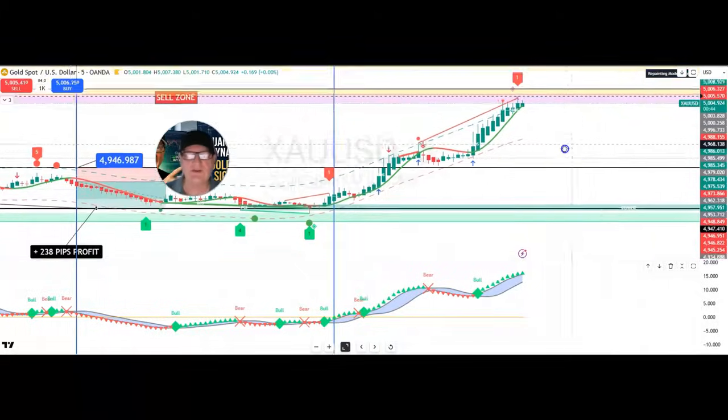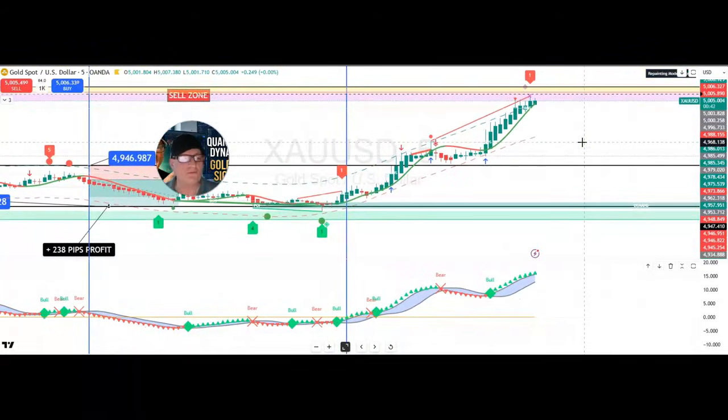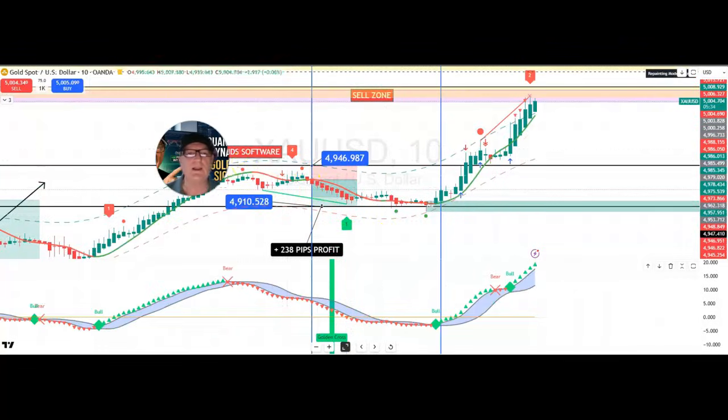Congratulations if you're using the software correctly. If you might receive a reversal signal and it doesn't match your Gold on Steroids chart, then just ignore it. If you're happy to ignore it, then just ignore it and stick with the rules that you've been given.